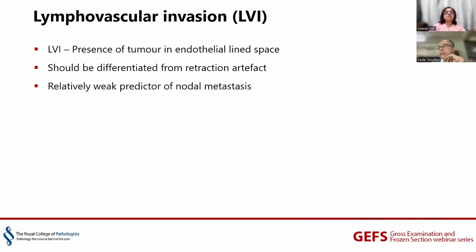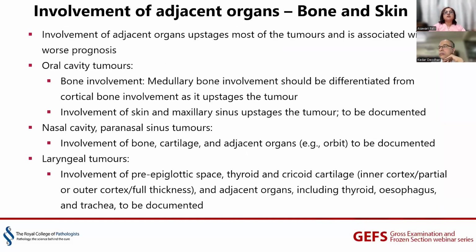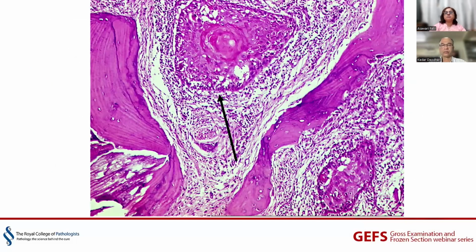LVI, you have to specify present or absent. Then adjacent organs, we have to specify whether bone is involved, medullary bone involvement or transcortical involvement. If skin is involved, whether it is ulcerated, and for laryngeal tumors, whether pre-epiglottic space, thyroid cartilage, or cricoid cartilage is involved or not, adjacent organs involved or not. So all these parameters need to be mentioned.